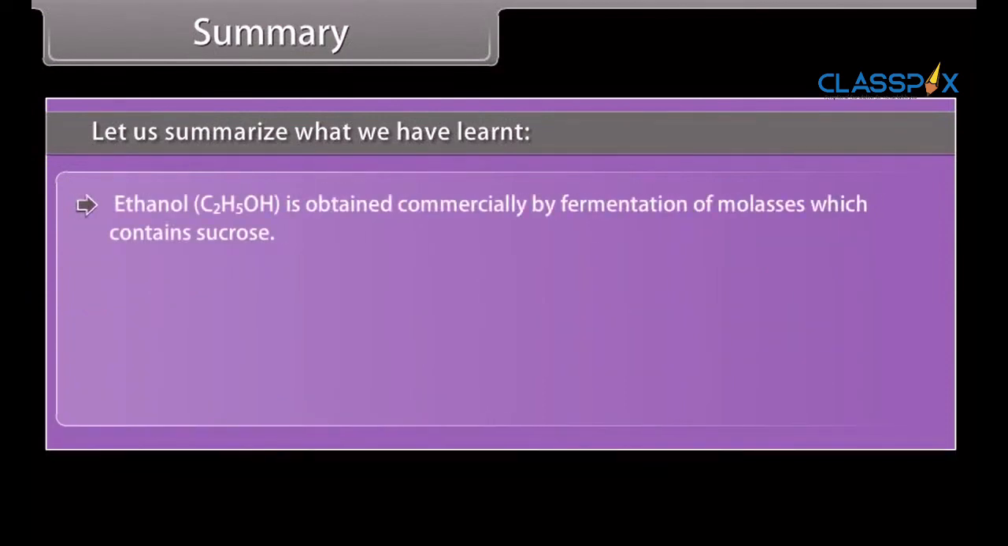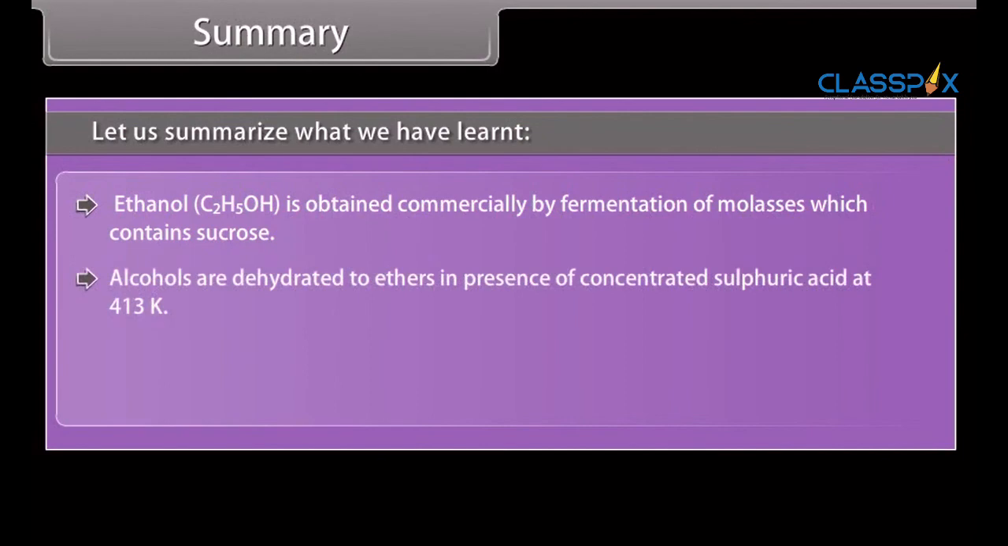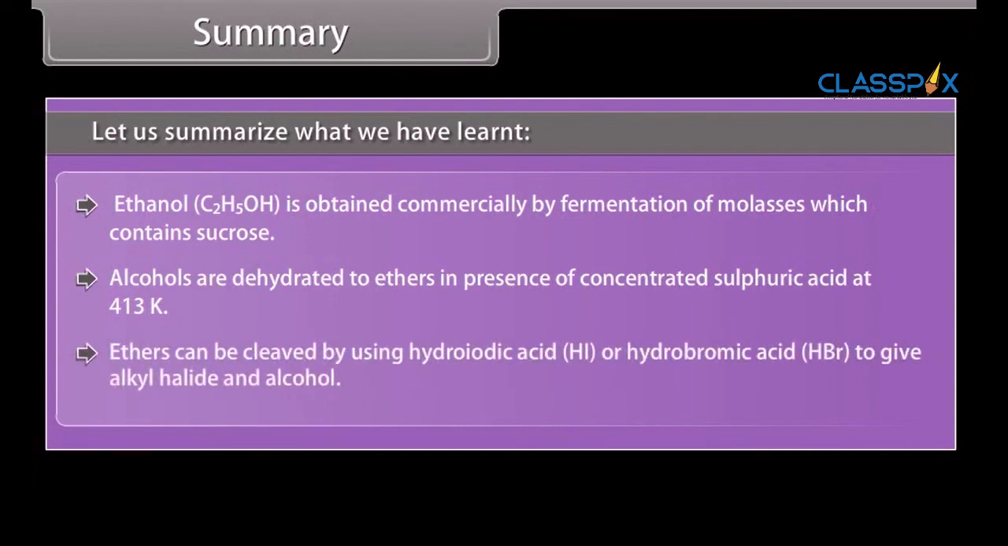Ethanol is obtained commercially by fermentation of molasses, which contains sucrose. Alcohols are dehydrated to ethers in the presence of concentrated sulfuric acid at 413 Kelvin. Ethers can be cleaved by using hydroiodic acid or hydrobromic acid to give alkyl halide and alcohol.